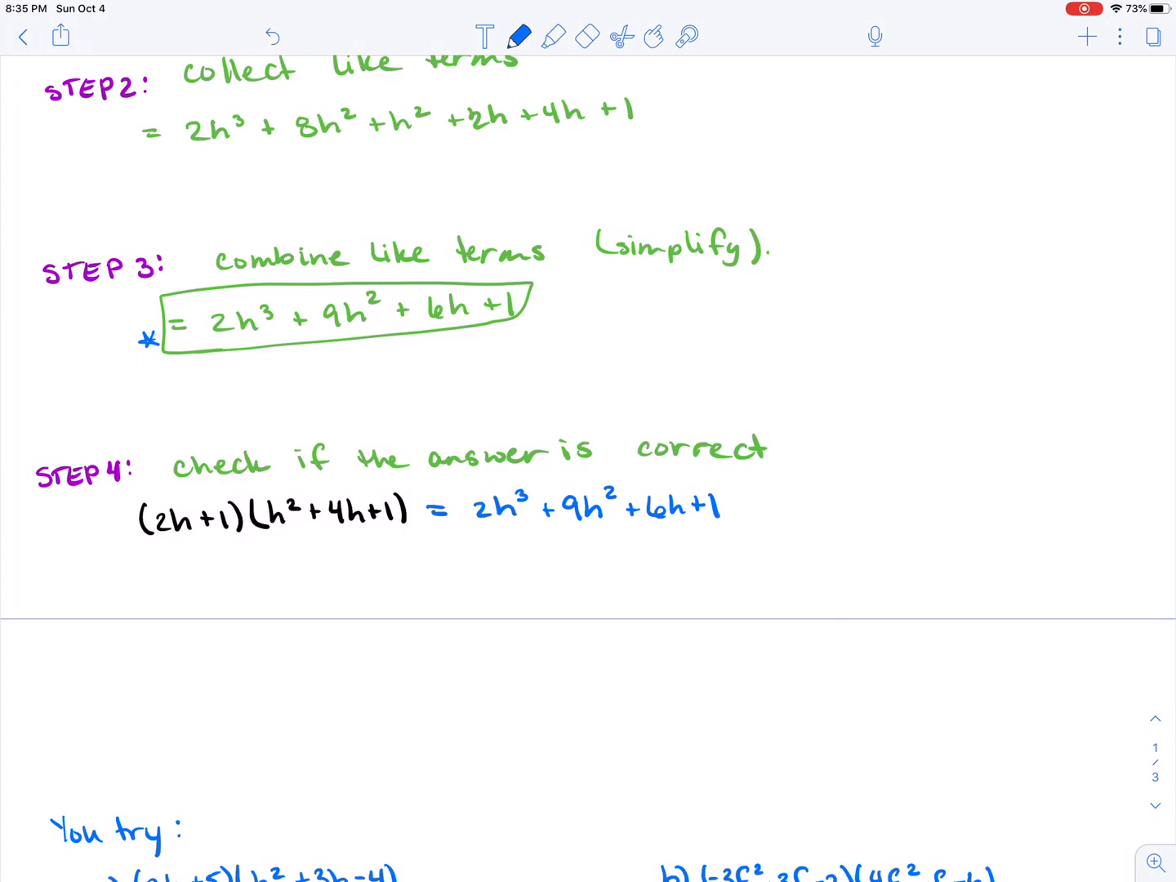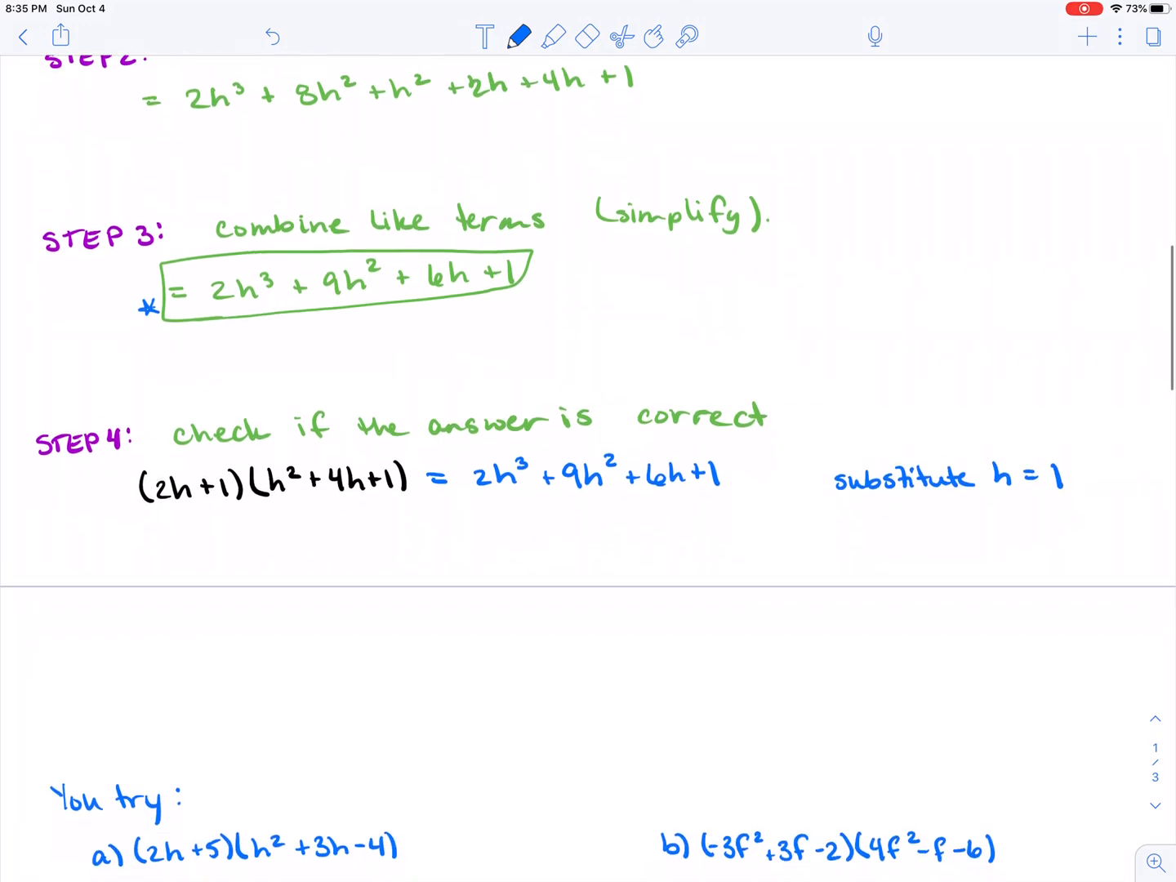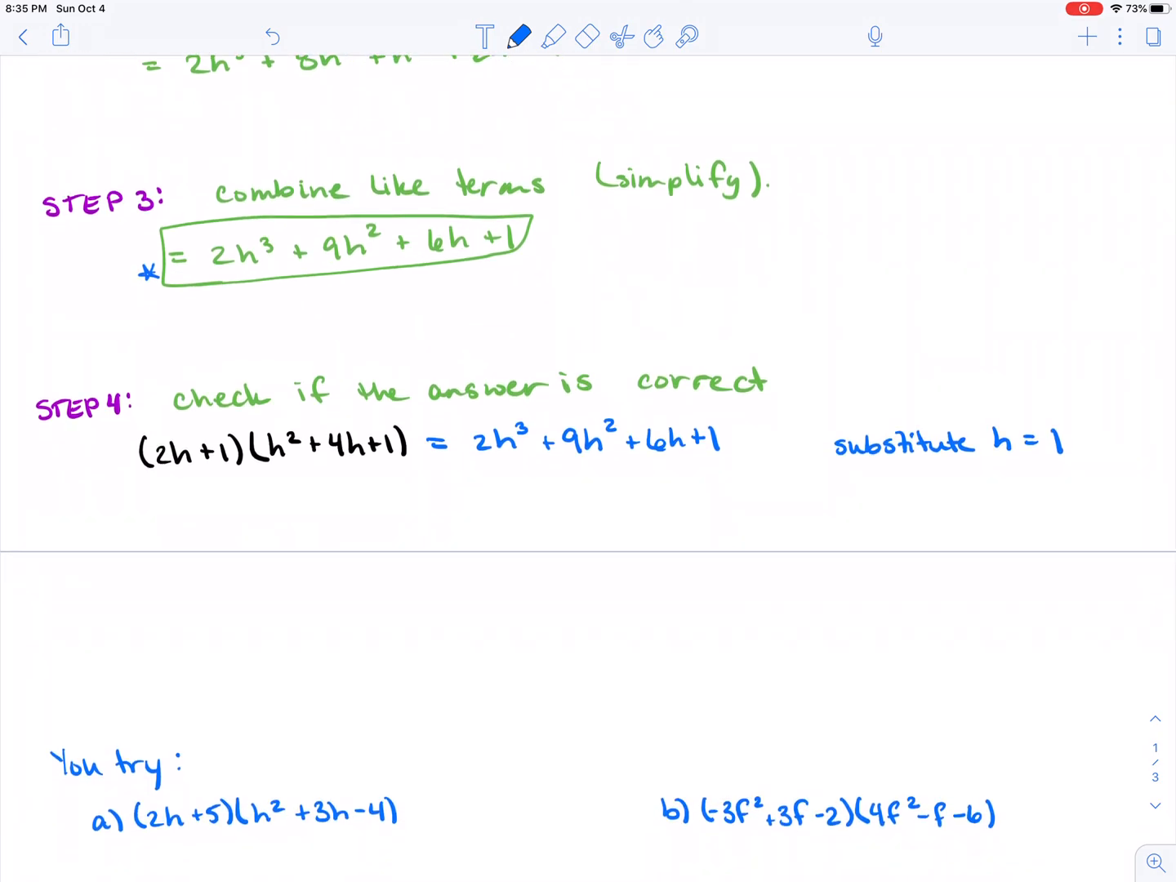Now what I'm going to do is substitute my h by a number. And I'm going to choose the number 1 because it is the easiest to work with. So I'm going to substitute h equal to 1 across both sides. And by doing this, I'm going to see if my left side is going to equal my right side. So that's what I'm trying to find out.